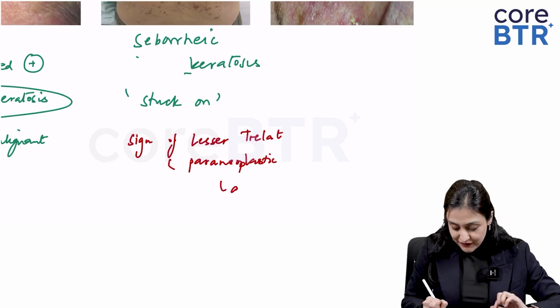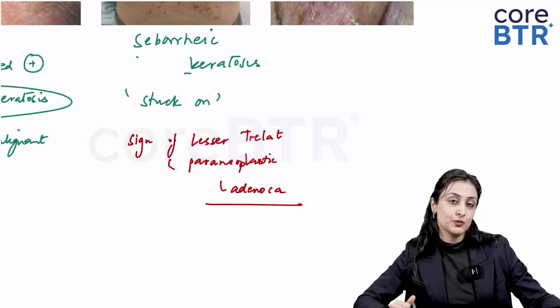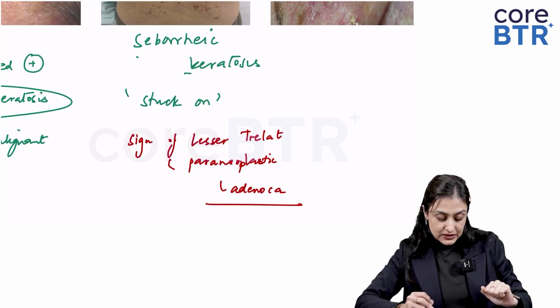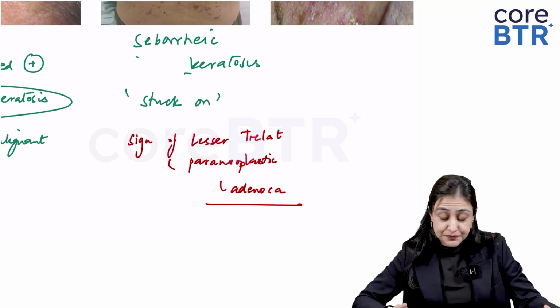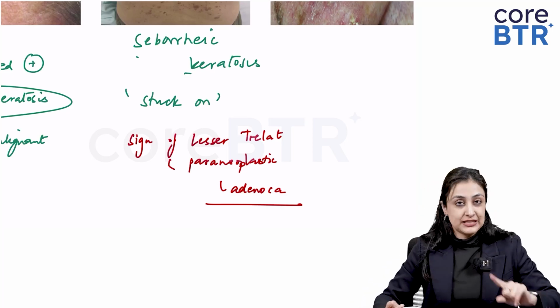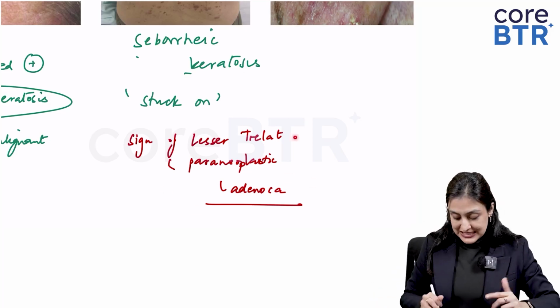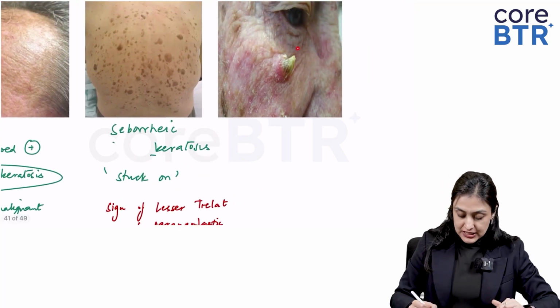And what do we have? Adeno-CA. So since this class, we have learned 3 paraneoplastic, all related to adeno-CA. We did acanthosis nigricans, we did seborrheic keratosis, and we did one more. So what are the paraneoplastic things? We studied acanthosis, dermatomyositis could be paraneoplastic, and seborrheic keratosis, right? Sign of Leser-Trélat.